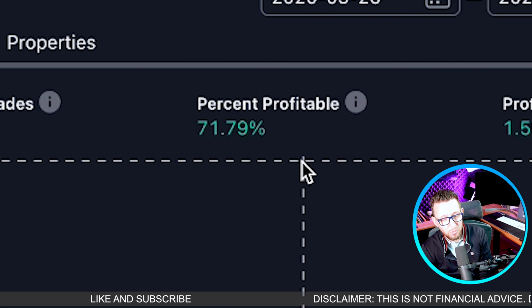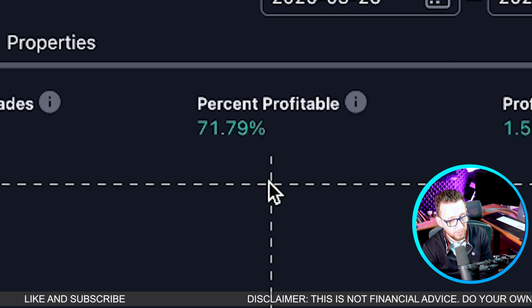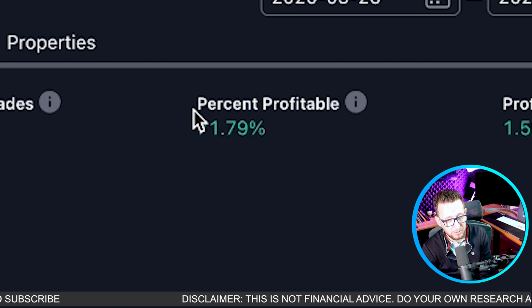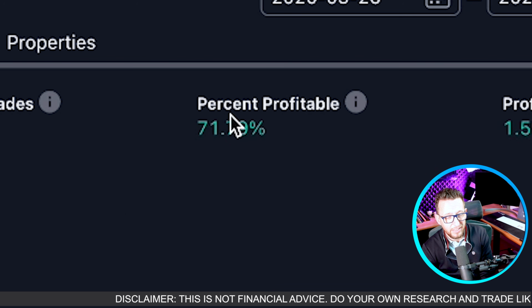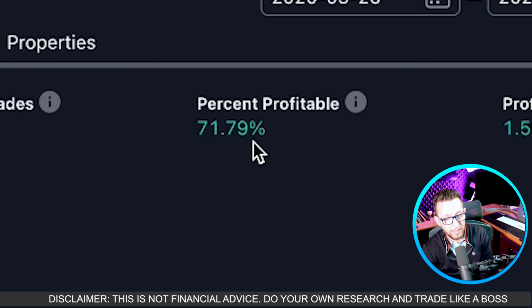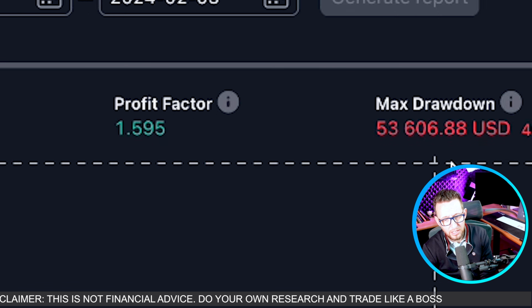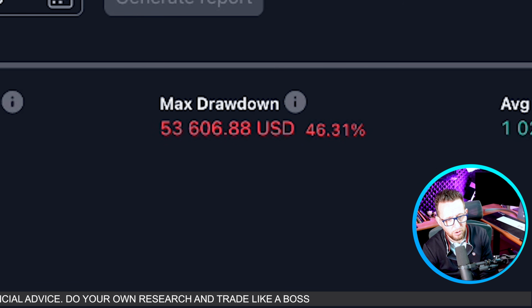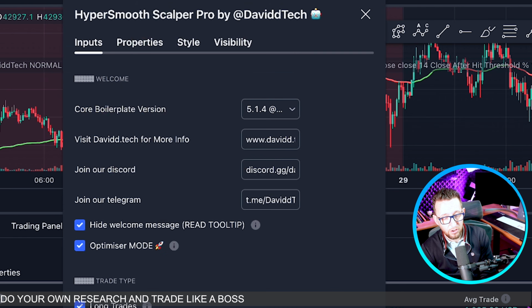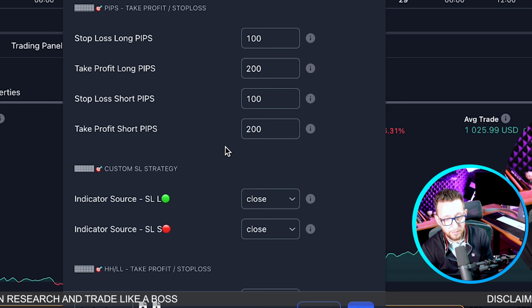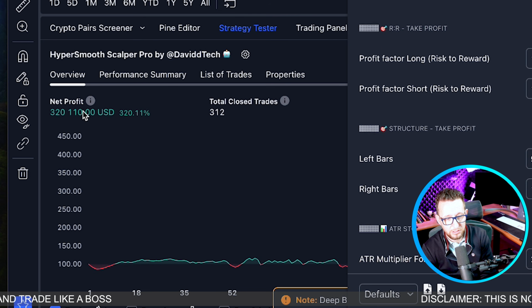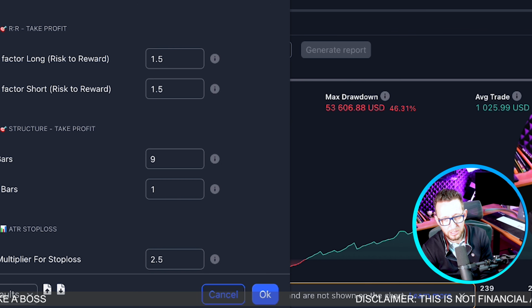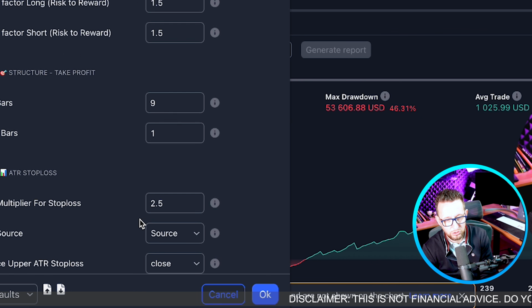We have a 71% win rate, but this is on multiple take profits. You do have to be careful on multiple take profits, as TradingView kind of takes each profit level as a win or a loss. 46% drawdown, which is huge for the amount of net profit. We are using leverage, guys, so if I took out the leverage, it would reduce the net profit and also would reduce the max drawdown.